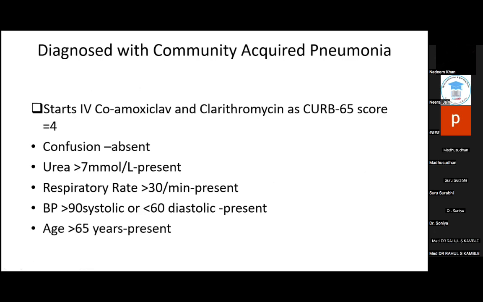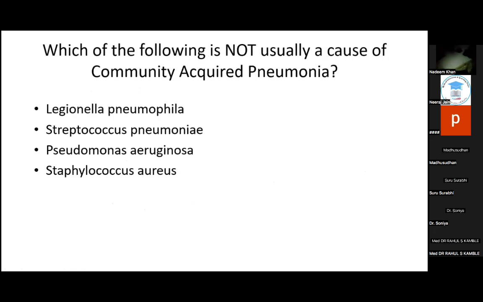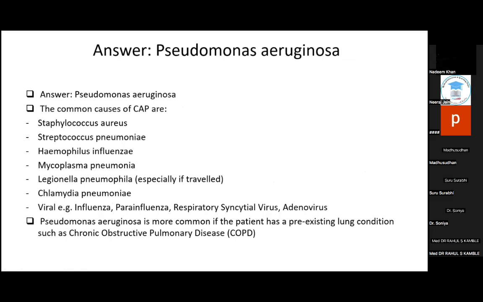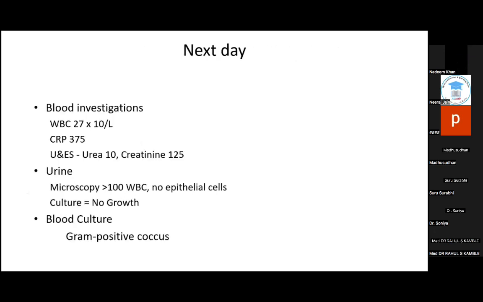The patient was started on co-amoxiclav and clarithromycin. The CURB-65 score was 4. Now, which of the following is not a cause of community acquired pneumonia? It is Pseudomonas aeruginosa. The often causes of community acquired pneumonia are Staph, Strep, Haemophilus, and others. Pseudomonas is mostly hospital acquired.